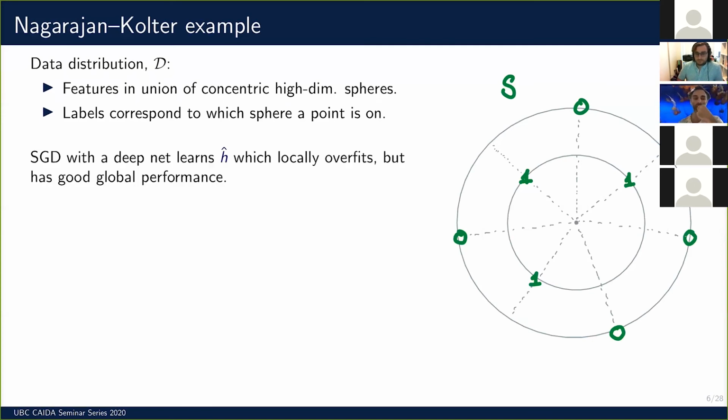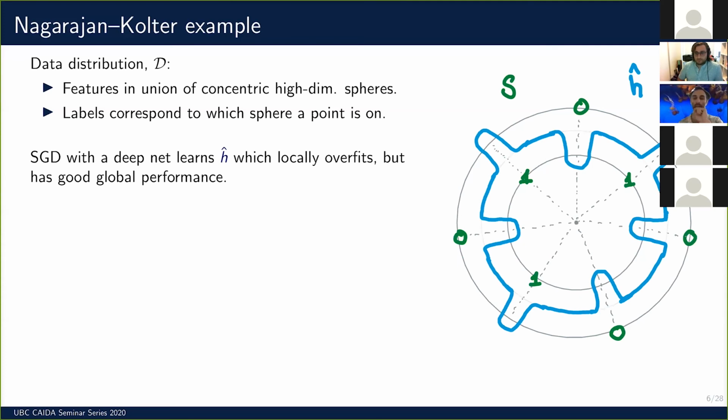Now, what does SGD do on this? I'm presenting this example, it might seem toy, but it is really a distillation of what SGD actually does on these data sets, on this distribution. What SGD learns is a classifier that overfits locally. If you run SGD on this example, you'll find it's nearly a perfect classifier. There are many perfect classifiers, but a decision boundary between these two concentric spheres would be perfect. It could wobble too, but there are actually defects here. Around every training example, the decision boundary creeps too far away from the example.